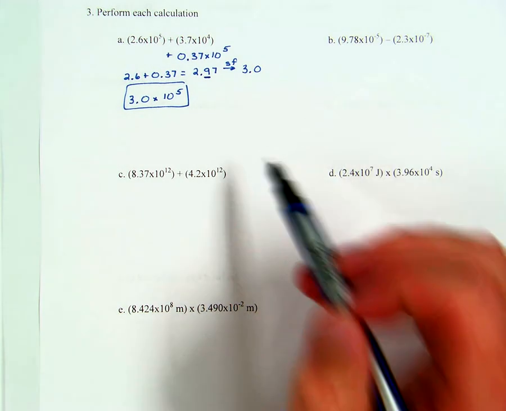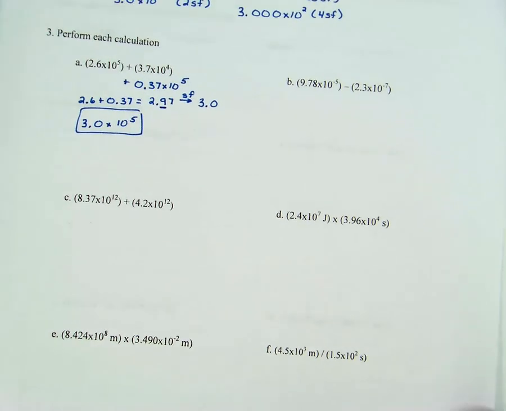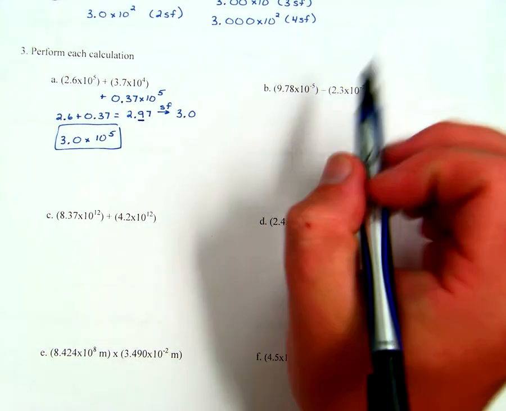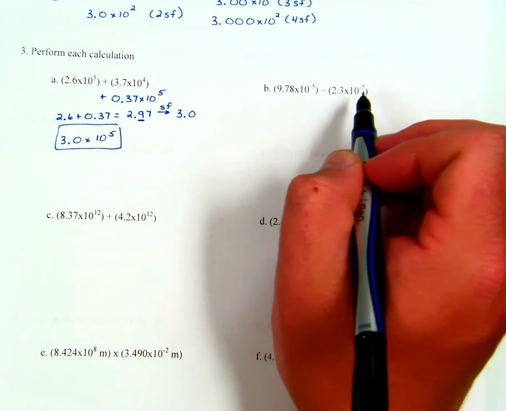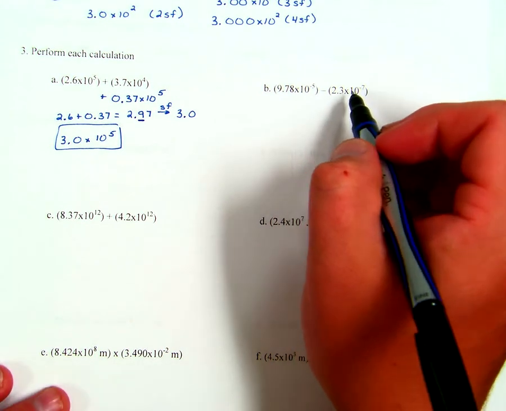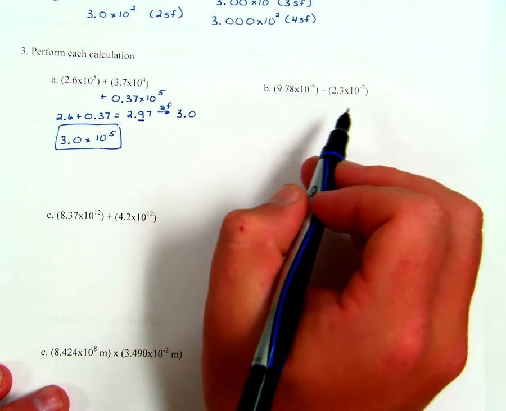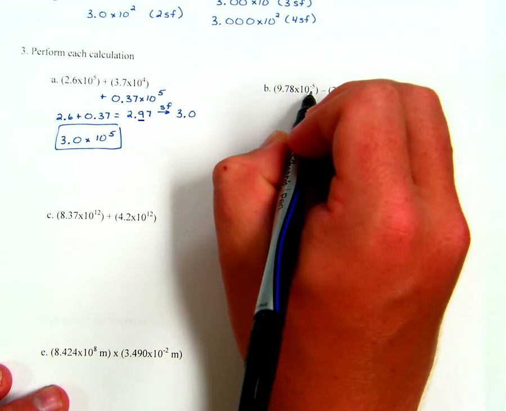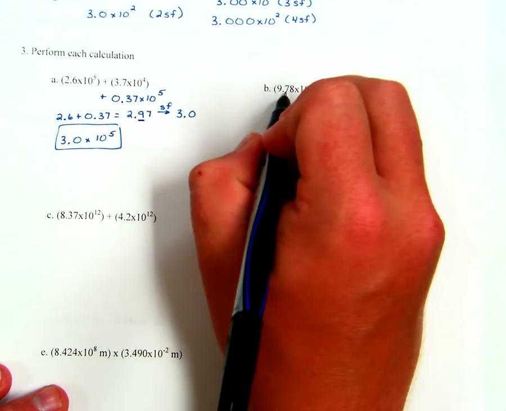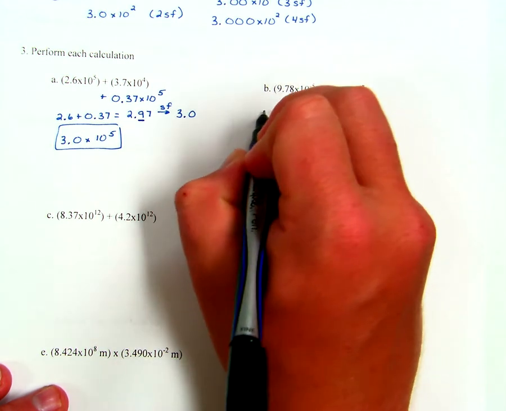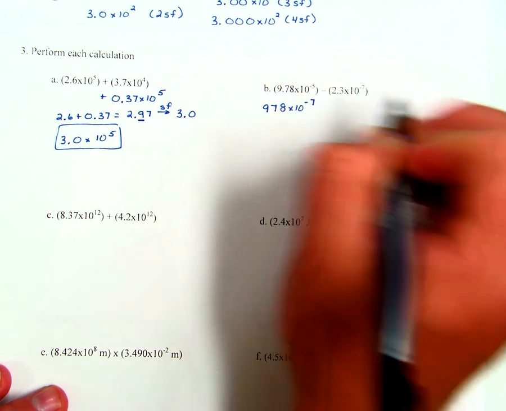Alright, example B. We have 9.78 times 10 to the negative 5th minus 2.3 times 10 to the negative 7th. Again, I need to get these to have the same exponent. This time I'm going to change my negative 5 to the negative 7. So if that's going to become negative 7, that's smaller. That would be a smaller exponent. I need to move my decimal right to make the number bigger. So I need to move it right 2 places. That would be 978 times 10 to the negative 7th. I've just moved the decimal to the right 2 places, and my exponent is now negative 7.